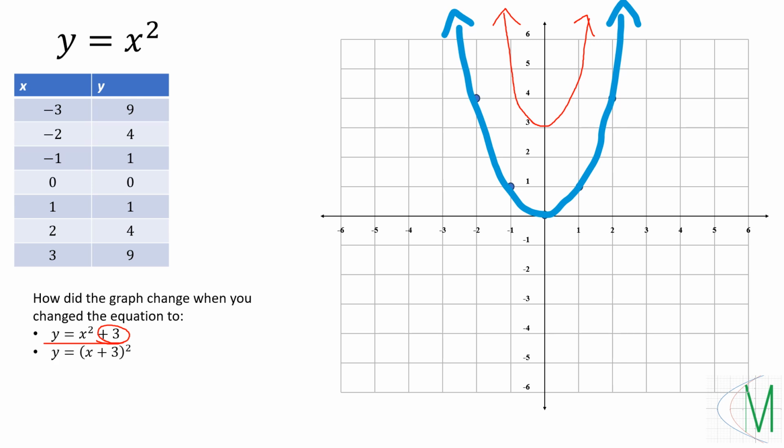What would happen if I have x plus 3 in parentheses, and that's squared? Since it's inside the parentheses with the x, that means I'm going to move it left or right, and it's going to be in the opposite direction. Again, you probably did this just by tables at first, but then you figured out that if it's inside with the x, I'm going to move in the opposite direction that many units. So here, I'm going to move left 3 units, because the right is the positive direction, so left is the negative. You go the opposite direction, so your graph is going to look something like this.